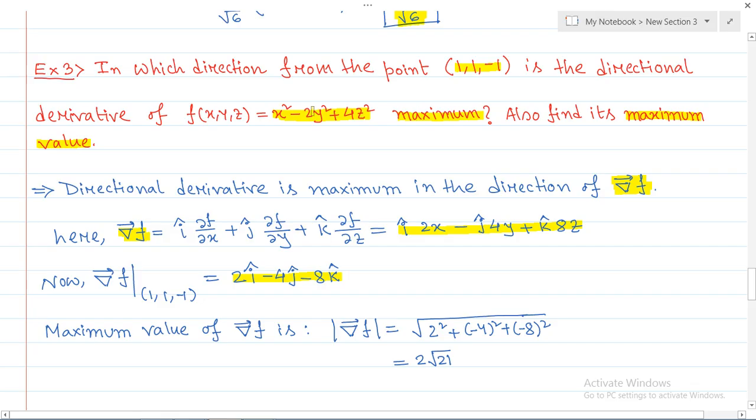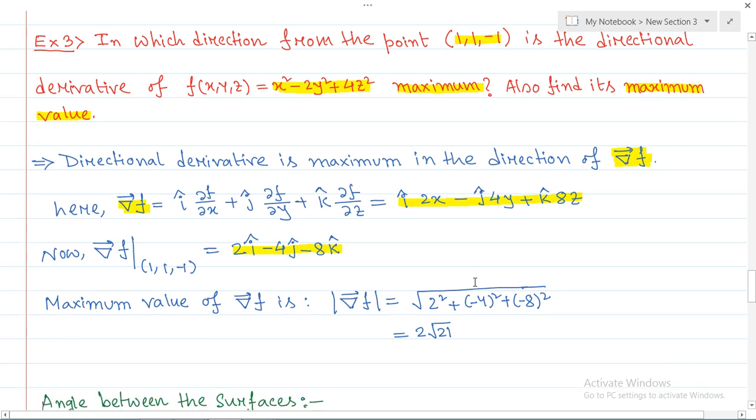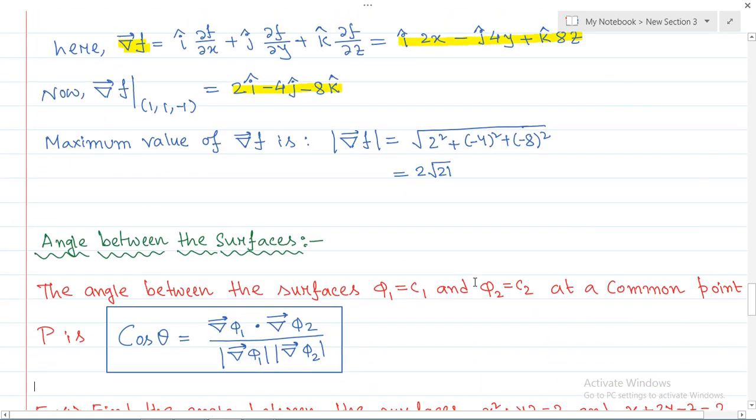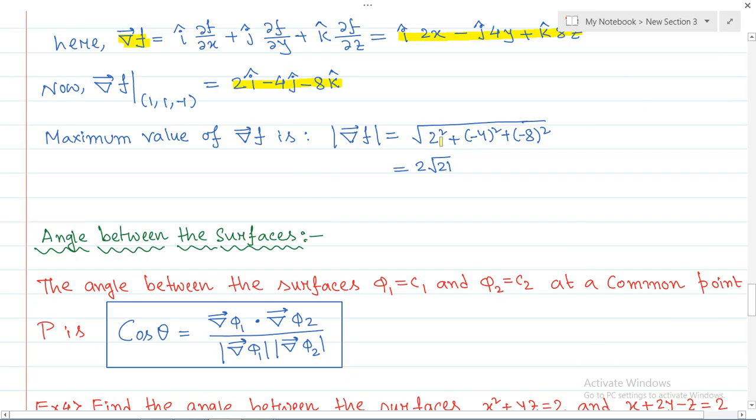Now what will be the maximum value? The maximum value we can obtain by simply taking the modulus of this grad f quantity. So the modulus of grad f is coming root over of 2 squared plus (-4) squared plus (-8) squared. This is coming as 2 root over 21. So remember that the directional derivative will be maximized in the direction of grad f, and the maximum value of the directional derivative will be the magnitude of grad f.